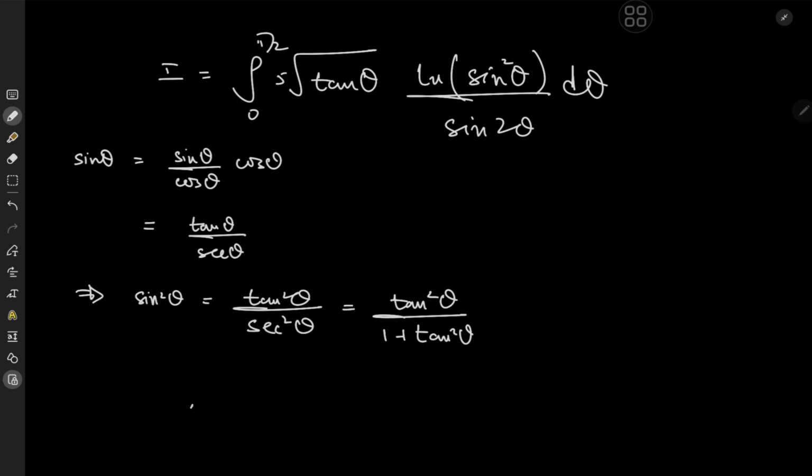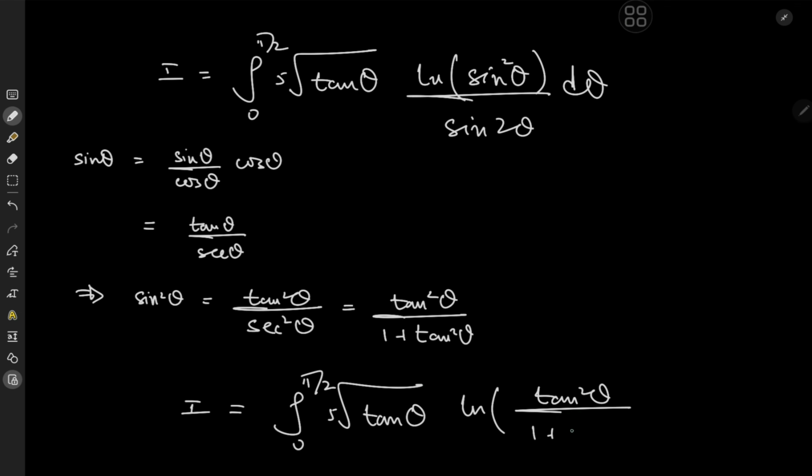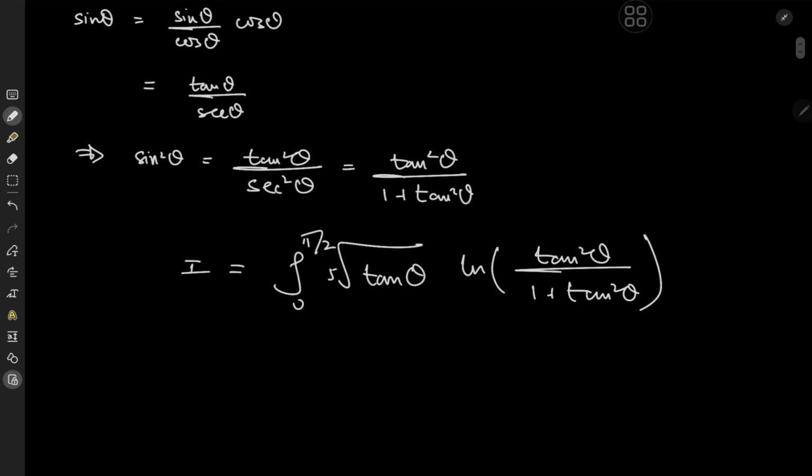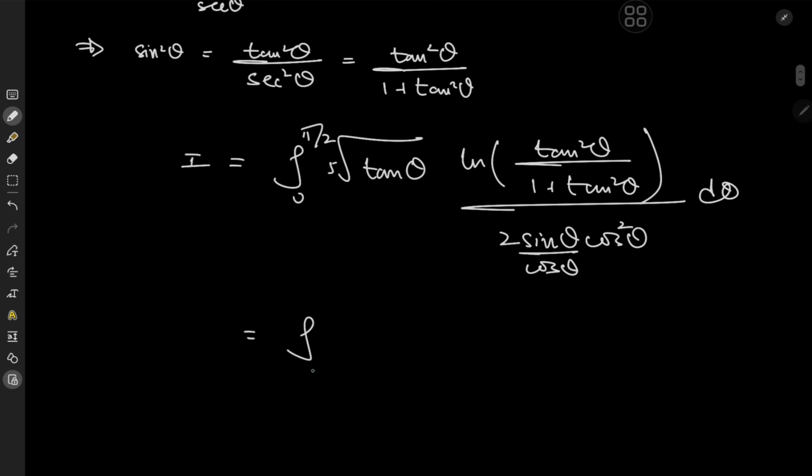Okay, cool. So we have I here equal to the integral from 0 to pi over 2 of fifth root tangent theta times the logarithm of tangent square theta over 1 plus tangent square theta over sine 2 theta, which can be expanded as 2 sine theta cosine theta, or sine theta over cosine theta times cosine square theta, of course, and no one's going to complain about that. Why? Because it makes things very convenient for us.